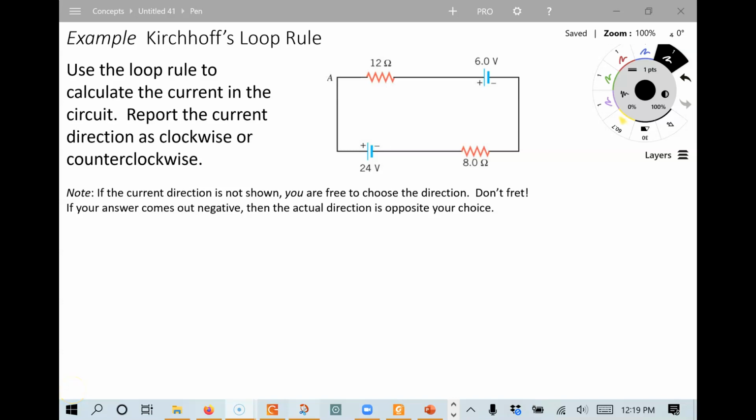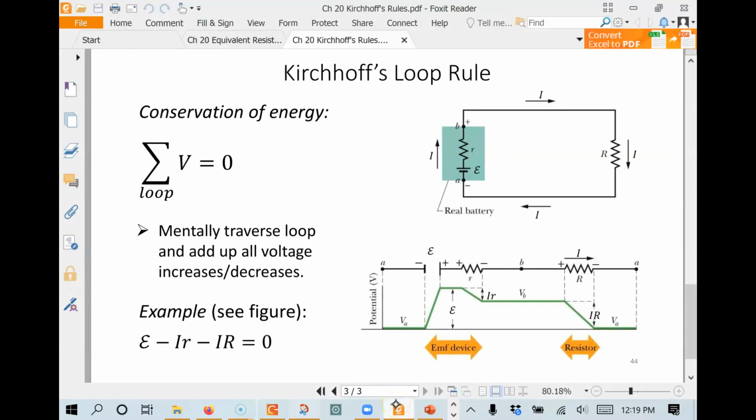Hi, this is an example problem from chapter 20 about how to do Kirchhoff's loop rule. Pause for a moment and read the question. All right, so Kirchhoff's loop rule, let's just quickly review this.